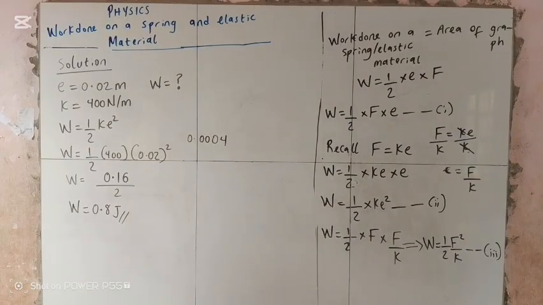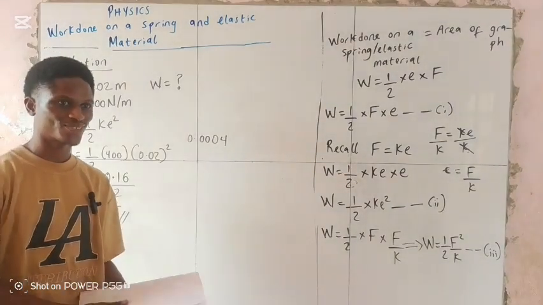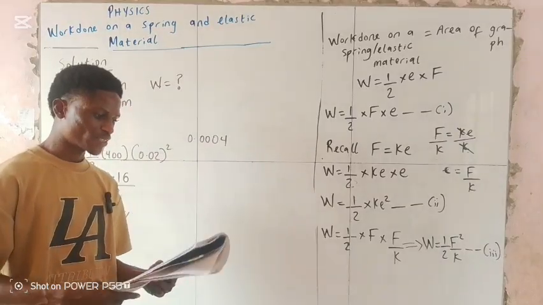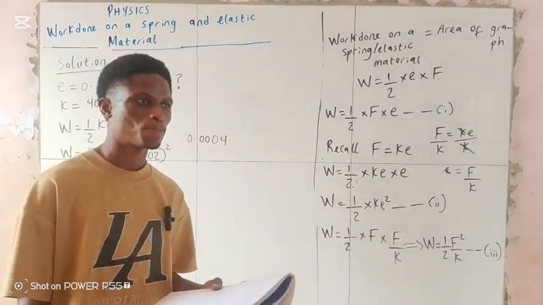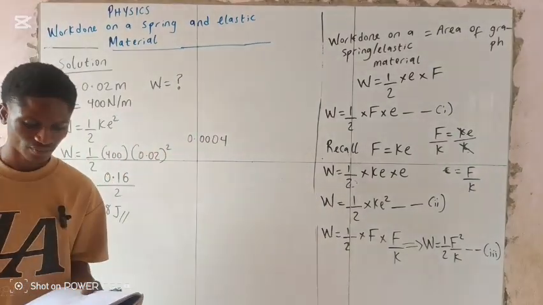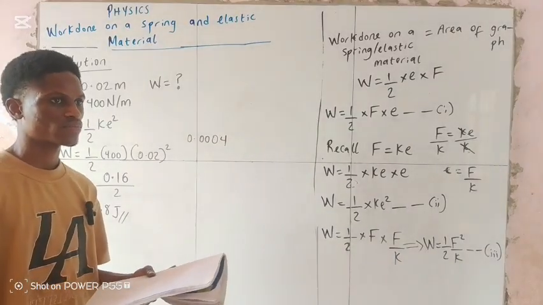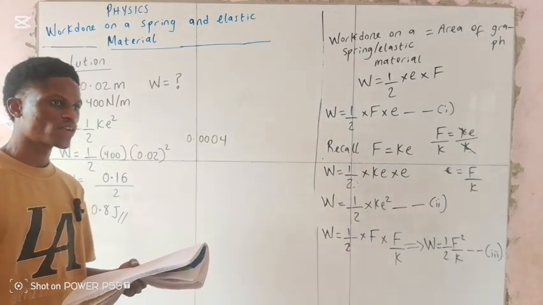Any question here? Now let me give you the last one, so you can call it a day. Now let's write. A spring of force constant 1,500 Newton per meter.